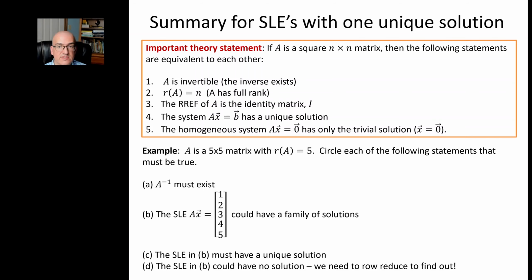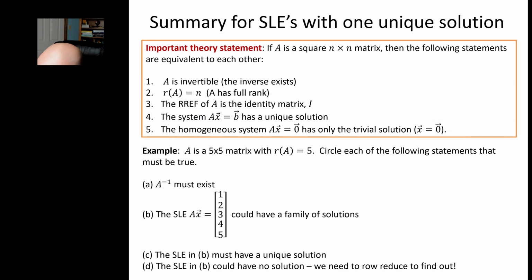They're all identical statements. If you're told that A is invertible, so if A has an inverse, then it means the matrix has full rank. You can convince yourself why. Full rank means every column has a leading 1. Since it's a square matrix, every column having a leading 1 after row reducing means you can row reduce the matrix to the identity matrix. If you can row reduce the matrix to the identity, then it means that [A | I] row reduces to [I | A inverse].